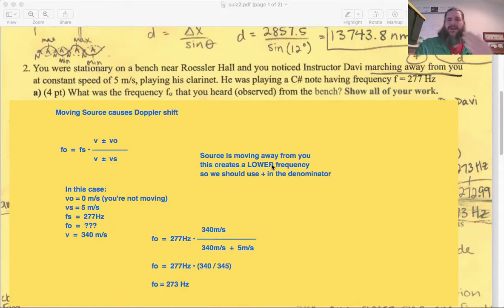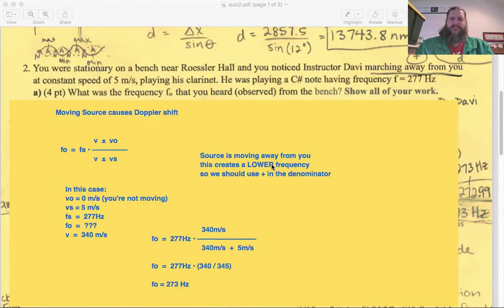Based on the direction of motion, should I expect that to create a higher or lower pitch sound? And to create that higher or lower result, should I be using plus or minus in the numerator versus the denominator? So think it through in terms of which one is going to make it larger or smaller as you expect, and choose plus or minus based on that.